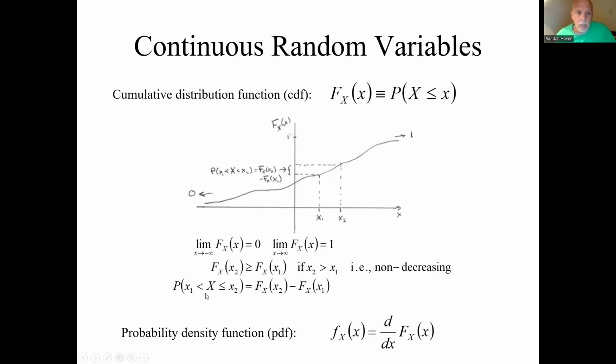The probability that your random variable lies between two numbers, greater than the lower one and less than or equal to the bigger one, is just this difference. So if you want to know what's the probability that your random variable x is between this x and that x, it's this difference of the cumulative distribution function.